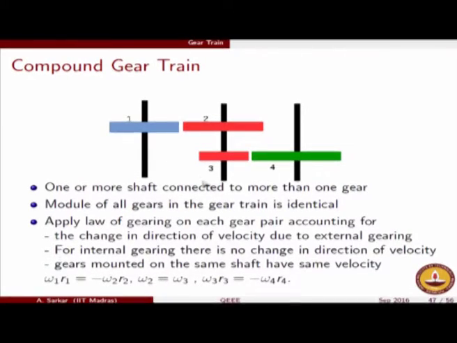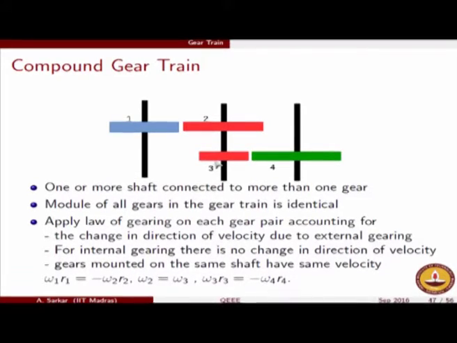So for the analysis of this sort of gear train, what we need to do is the following. We apply the law of gearing for each gear pair. What we see in this picture is that we have two gear pairs: there is a gear pair between gears 1 and 2, and a gear pair between gears 3 and 4. So between gears 1 and 2 we have the relation omega 1 r1 equals minus omega 2 r2. So we do account for the change in direction of velocity due to external gearing, and if there is internal gearing there is no change. So the minus sign will be there only if there is an external gear.